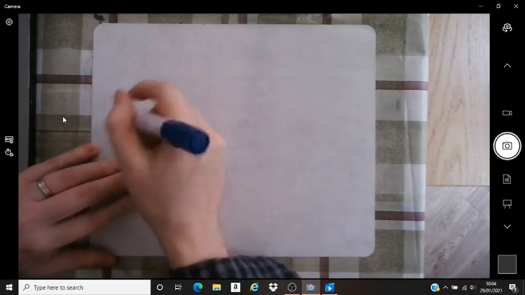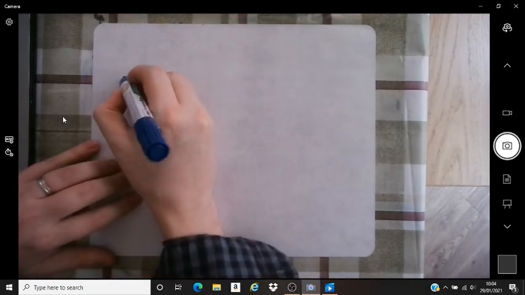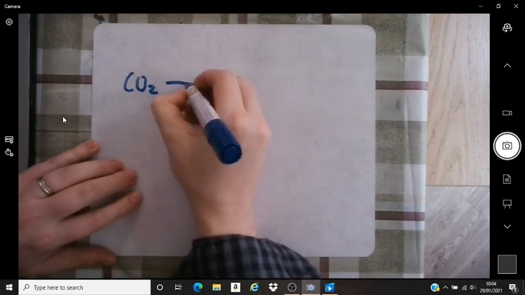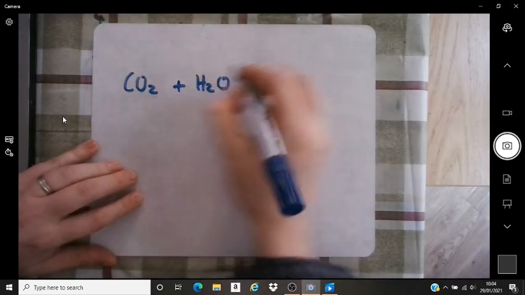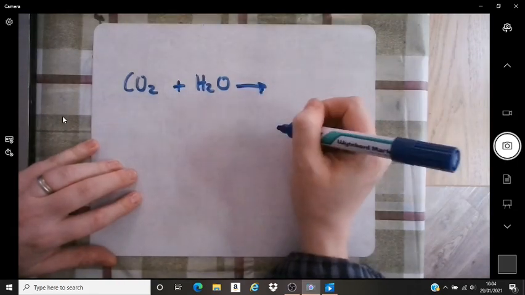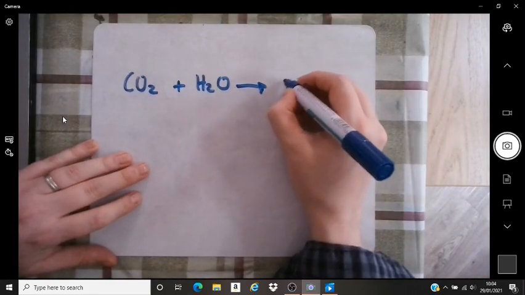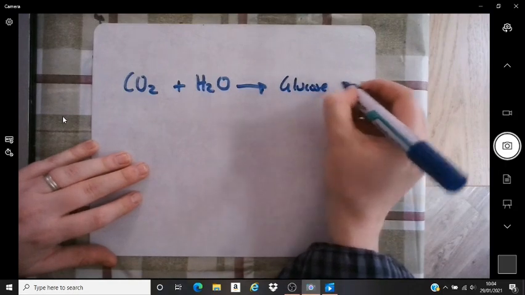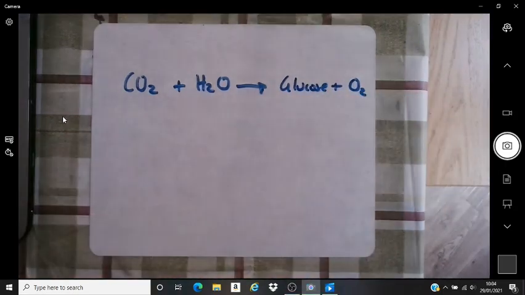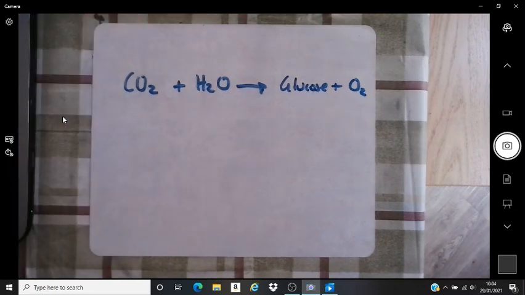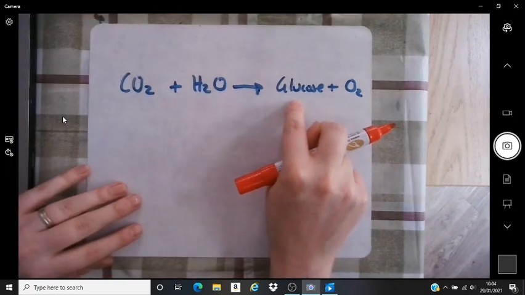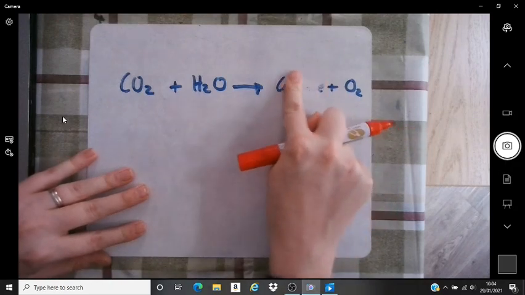Right, so let's go straight into the reaction. Photosynthesis is a reaction that takes place within chloroplasts. Carbon dioxide and water react together, and they produce glucose and oxygen. The first thing to appreciate here is you do need to know the symbol equation for glucose.